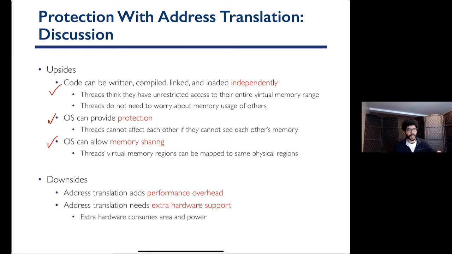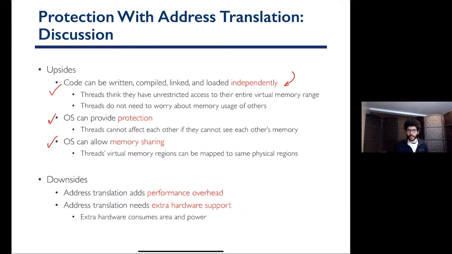They can create any address they want from 0 to 2^32 or 2^64. And then the rest of it is left to the operating system to map those virtual addresses to physical addresses. So it also gives us independence when we are compiling or linking our programs. So these are the benefits of address translation.